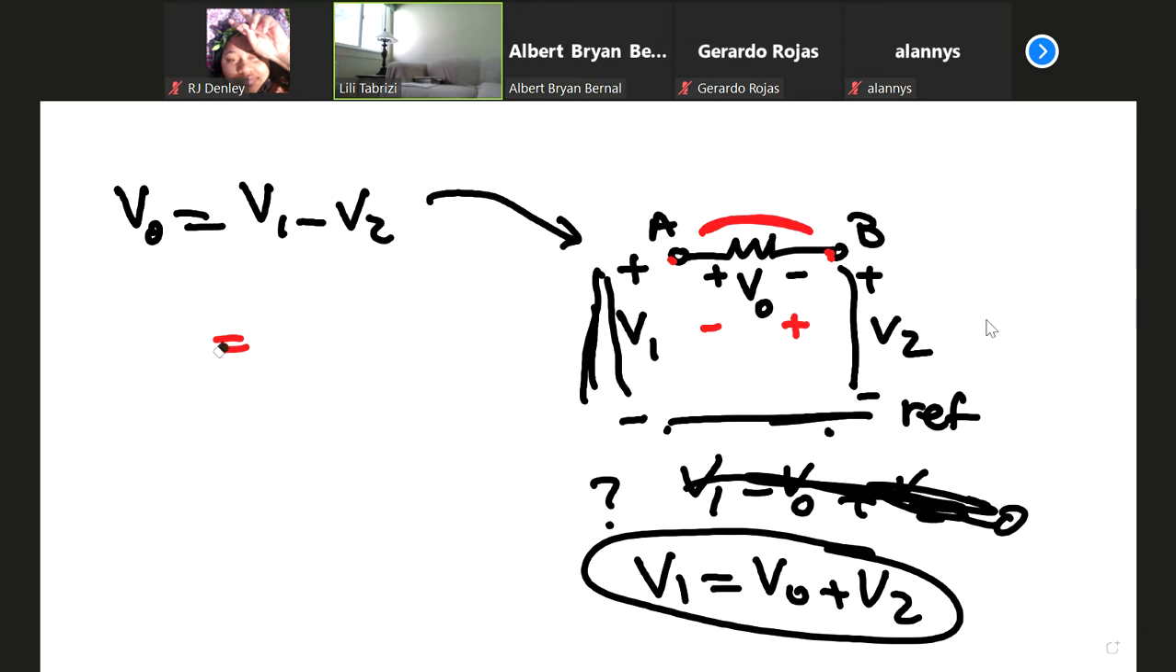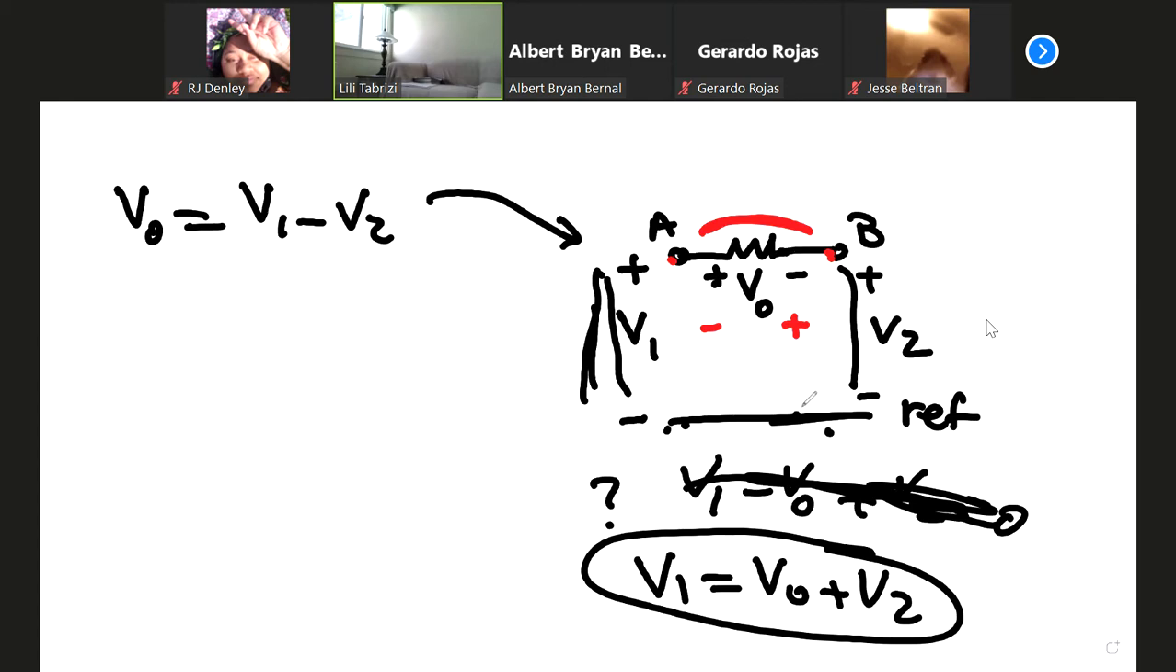Any questions? Yeah, can you repeat that one more time, Professor? Yeah. The voltage across, meaning between two terminals, is always equal to the voltage at the positive side of the terminal with respect to reference, minus the voltage at the negative side of the terminal with respect to reference.